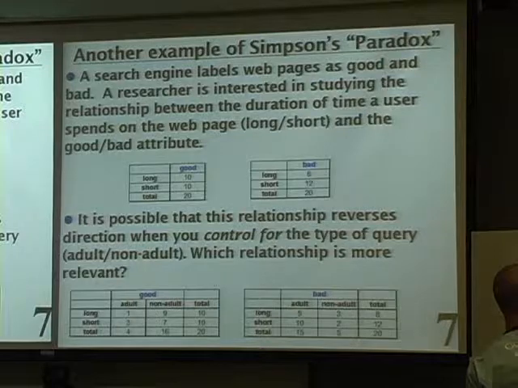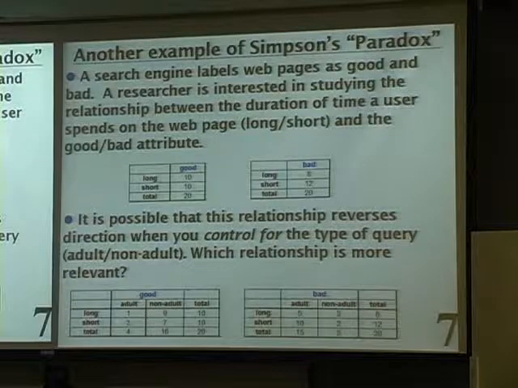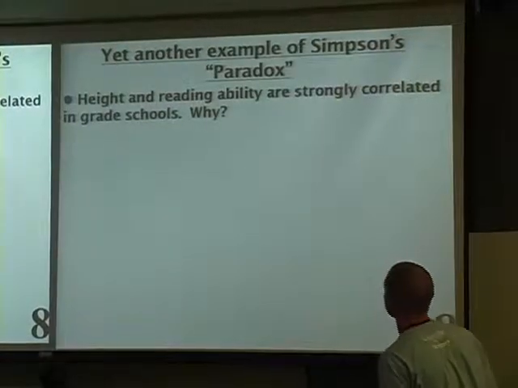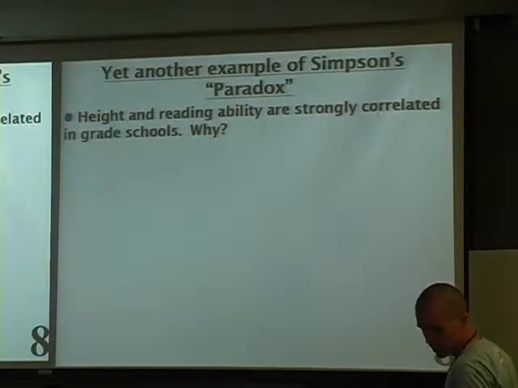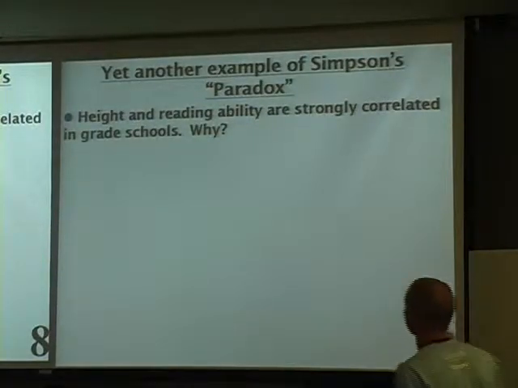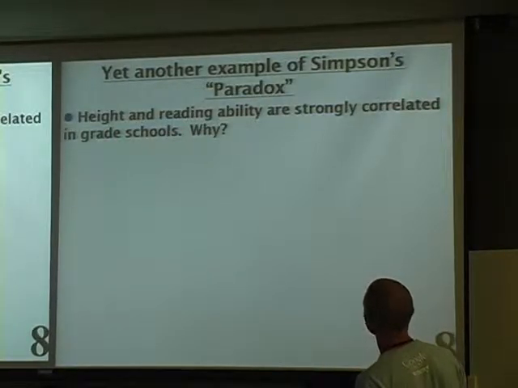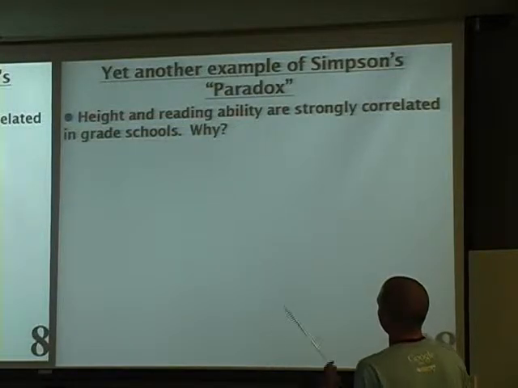And when things are numerical, we're measuring association with correlation, the coefficient of correlation. I already warned you about some things with that. But this would be the classic textbook example involving numeric variables and Simpson's paradox. So you hear people say things like this all the time: height and reading ability are strongly correlated in grade schools. So if my child's tall, he's going to read better, something like that.